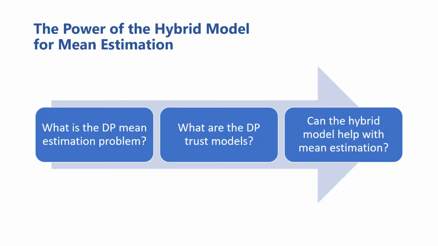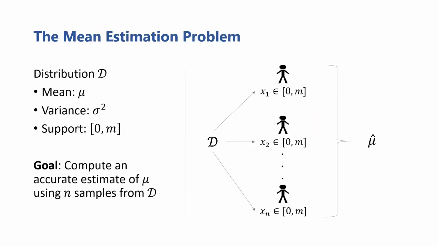This would be great since it wouldn't just improve the utility of mean estimates, but it would improve utility for any of those complex tasks that use mean estimation as a subcomponent. Once we've defined these models, we'll go on to developing a mean estimator in the hybrid model, which, under certain assumptions, always outperforms analogous mean estimators in the classic trust models. So with that, let's dive right into defining the basic mean estimation problem.